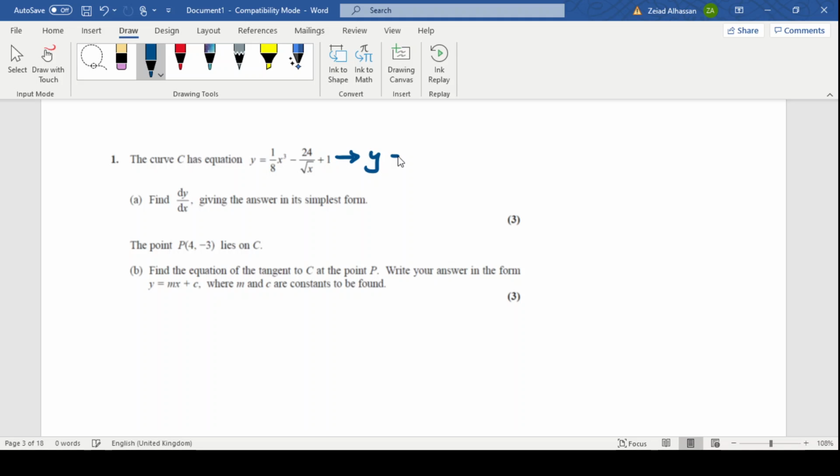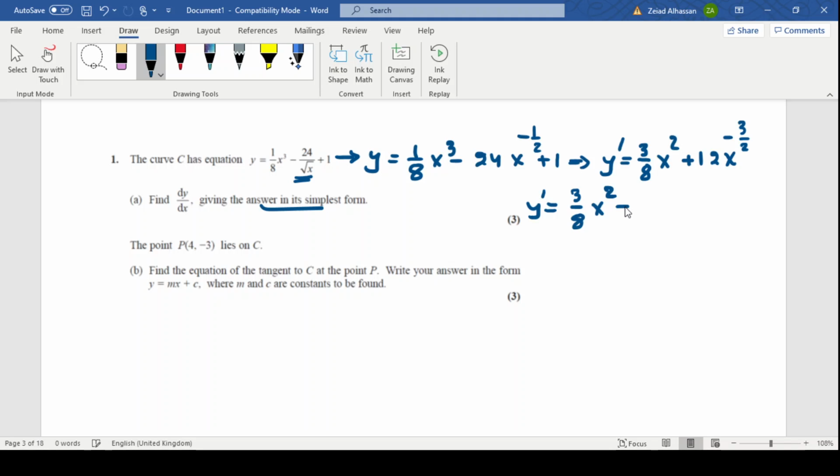But I would like, every time, to write it properly. That's 3 over 8 x power 2 plus 12 over, because of the minus sign, we take it down, x power 3 over 2, as a root, it's a square root of x power 3. Always try to write down things with no negative powers and no fractions after simplifying.